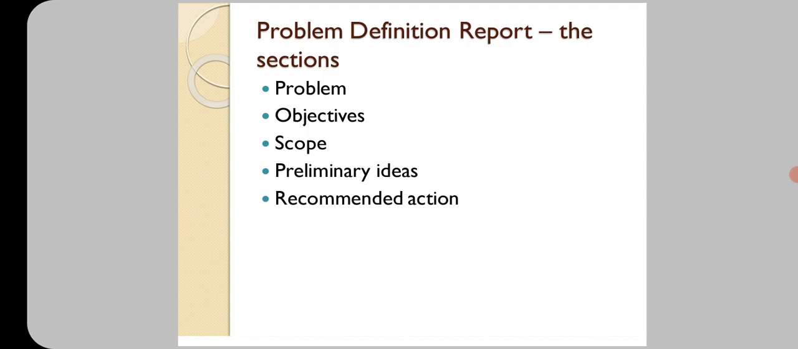Next, preliminary ideas. What are the preliminary ideas to find out the solution of the given problem? And recommended actions. So in the last step, recommended actions means what are the various actions or solutions to be found. So all these are generally written and defined in the problem definition report.